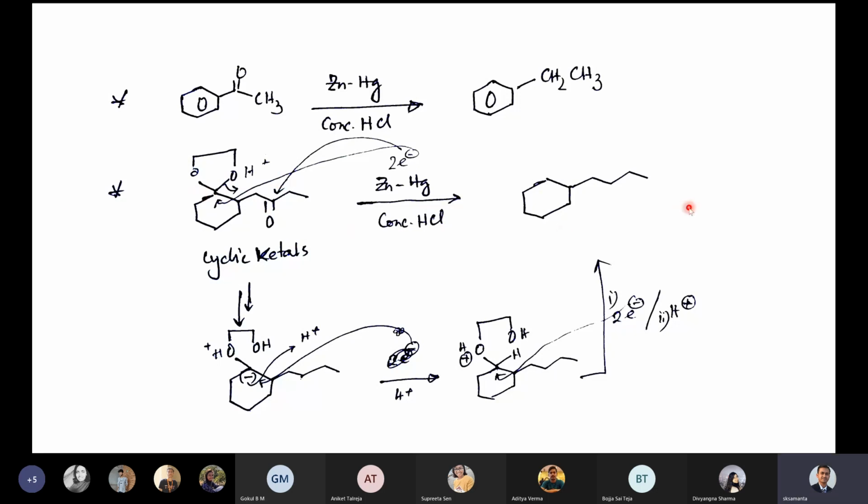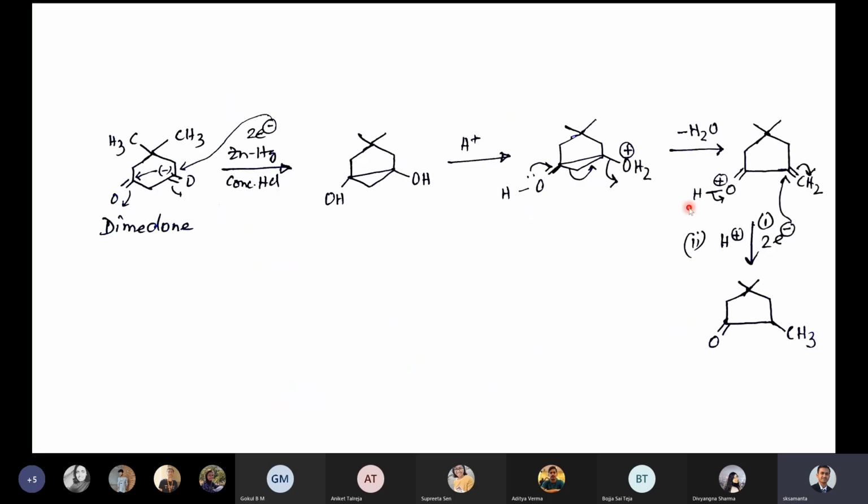Okay. The next example is actually very interesting. It also comes in many exams. In this case, they take dimidone. This compound is known as dimidone, and later on towards the end of this course you will see the synthesis of this compound. We will synthesize this compound. This compound is actually a very important compound.